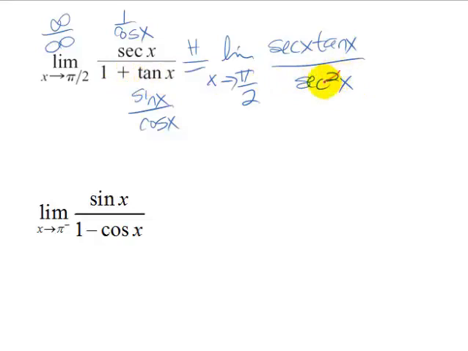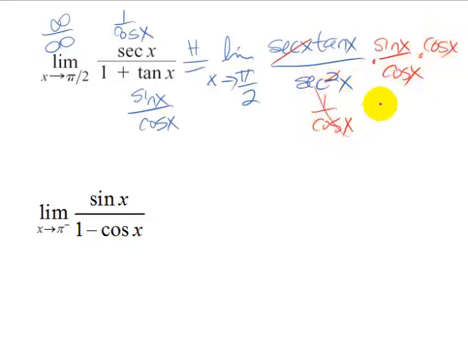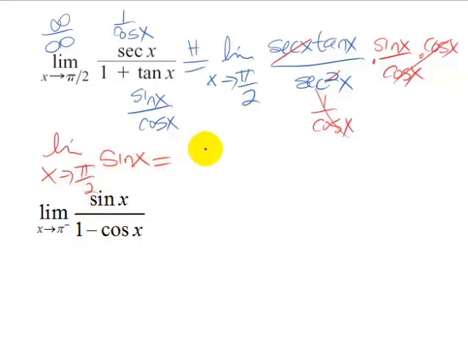Now we can go ahead and reduce by a secant here, and then we actually could do some more simplifying of this because we know tangent is sine x over cosine x, and secant is 1 over cosine x, so we could flip this one over to multiply, and then these would reduce. So we have the limit as x approaches pi over 2 of sine x, and we know that that is 1.